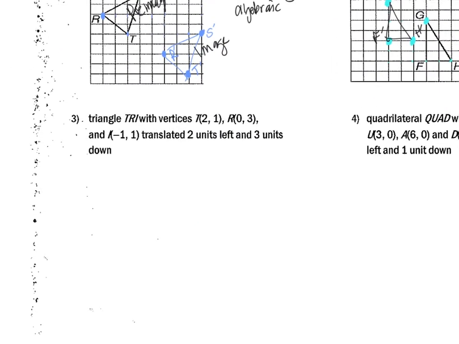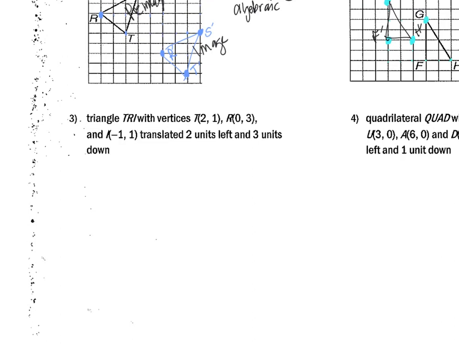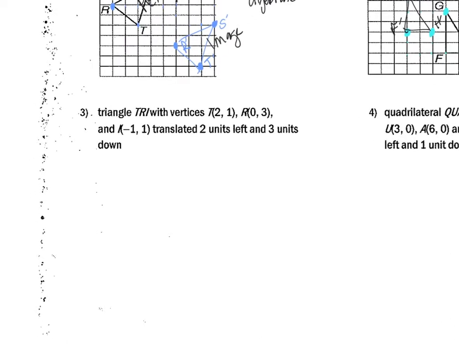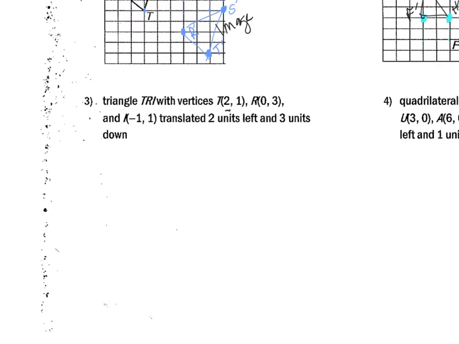Okay, these down here at the bottom, we're going to just write the new coordinates. So since we don't have a graph, I'm just going to rewrite the new points after the transformation, the translation, I guess technically. So triangle TRI with vertices T, R, and I, translated 2 units to the left, so that's my x value, and 3 units down, so that's my y value.